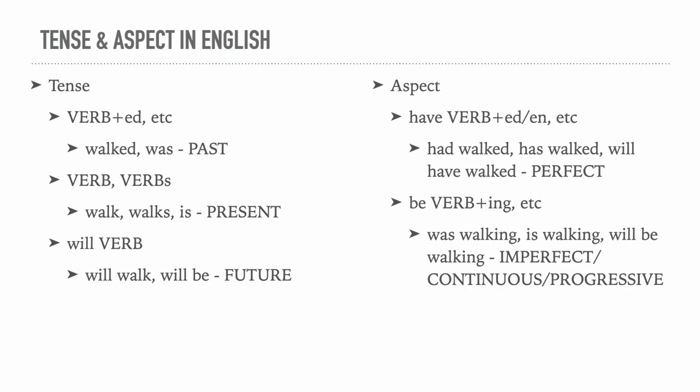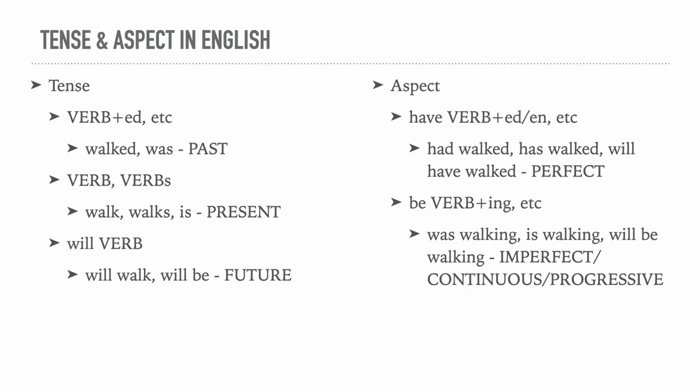I was walking, I am walking, I will be walking. In all of these, walking doesn't tell us tense at all. It simply tells us the aspect that it's ongoing. And it's on the was, am, will be that we get the tense information. So in this situation, we get one verb that tells us tense and another that tells us aspect.